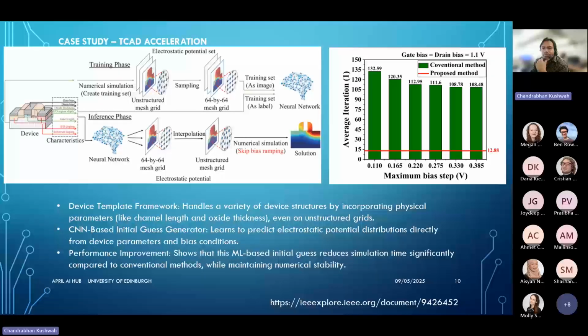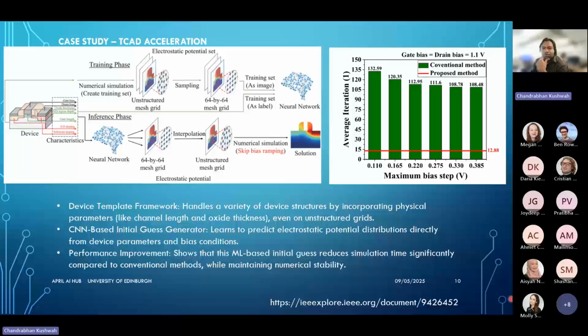So this outlines both workflows, training and inference. Given the vast design space, 7 dimensions in this case, including the 2 bias voltages, exhaustive sampling is infeasible. So instead, a diverse set of device configurations is randomly generated using a uniform distribution. The simulation output for each configuration is then mapped into a 2D matrix via the sampling method and treated as an image input for the neural network training.